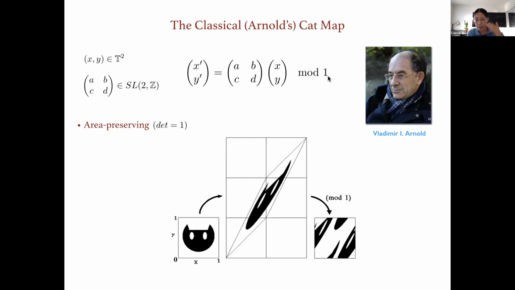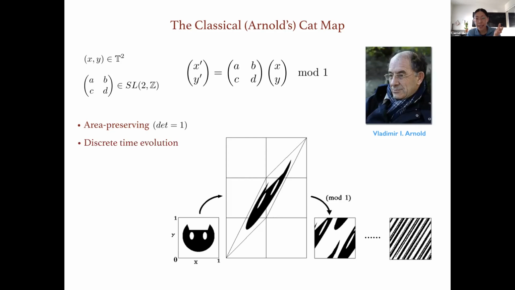Arnold first used the picture of a cat to demonstrate the action of the map. That's why it's called a cat map. I have a picture of a cat in the box, which is a torus with boundaries identified. If you apply this matrix once, the picture will get sheared and stretched. Some of the pixels will go out of the box, so you have to mod it back so that it remains on the torus.